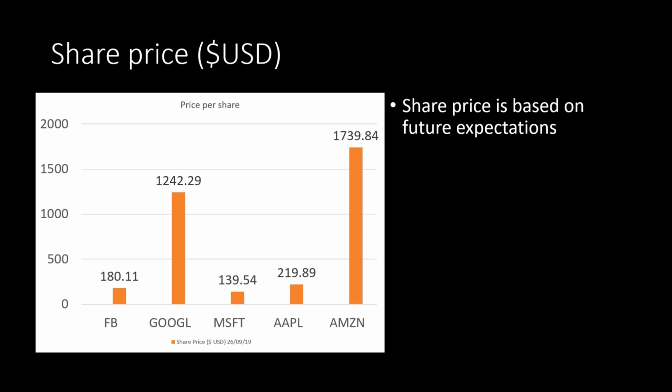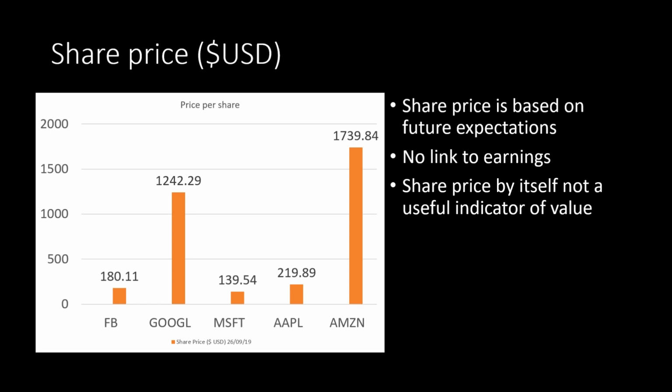Sure, we know Amazon is worth $1,700 per share, and that's what we have to pay today to get one share. And we can see that Microsoft is $139 per share. So does that mean Microsoft is cheaper than Amazon? Well, not quite, because the share price doesn't link the shares to earnings. So how much would one share of Amazon stock earn you? Because of that, share price by itself is not a useful indicator of value. And what this tells me is nothing.